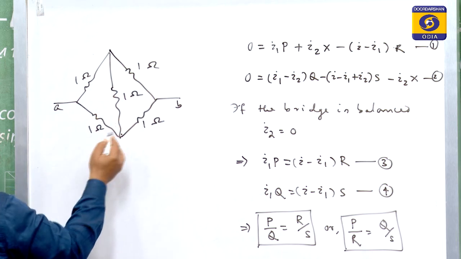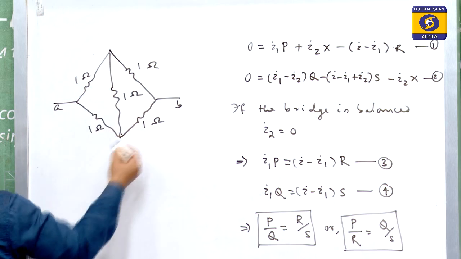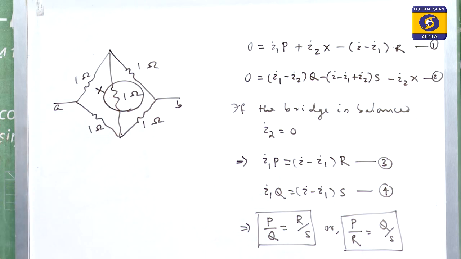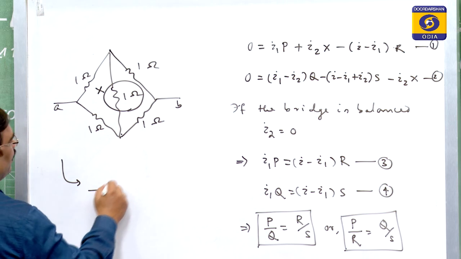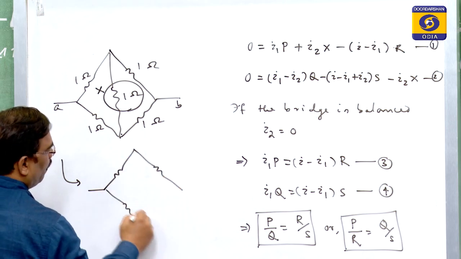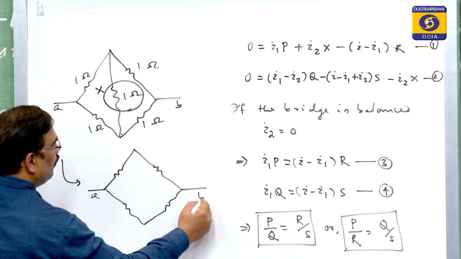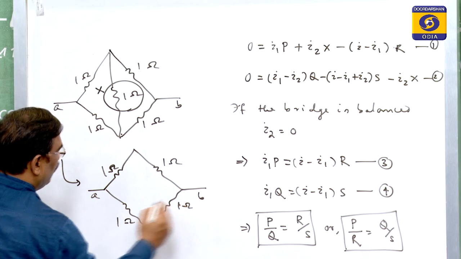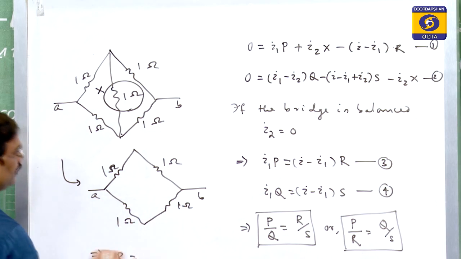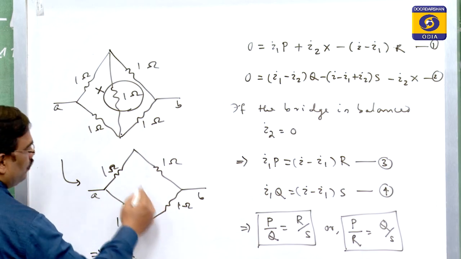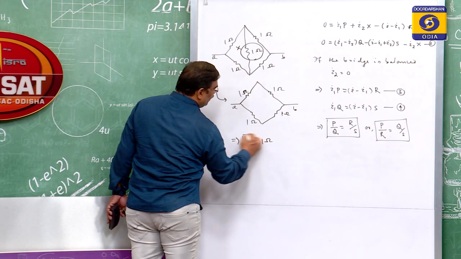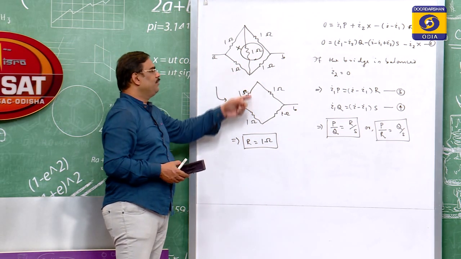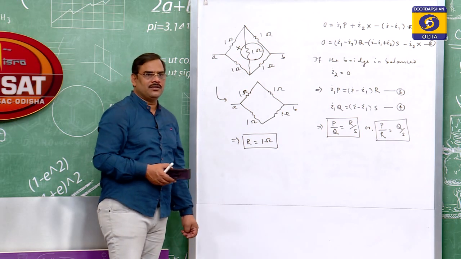This is a Wheatstone's bridge and the bridge is balanced, where 1 by 1 equals 1 by 1. So, this indicates that this 1 ohm resistor will be useless for the circuit. So, the equivalent circuit will be like this: A, B, this is 1 ohm, 1 ohm, 1 ohm, 1 ohm. So, the effective resistance is 1 plus 1, 2, and 1 plus 1, 2. 2 and 2 are in parallel. So, the effective resistance is 1 ohm. In this way we can use the balanced condition of Wheatstone's bridge to find the effective resistance.